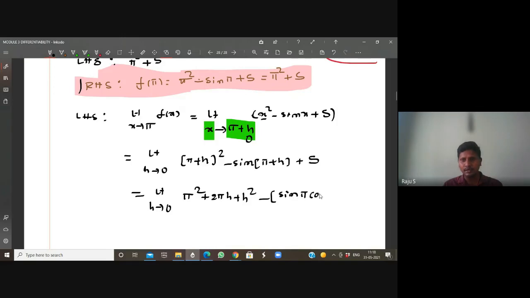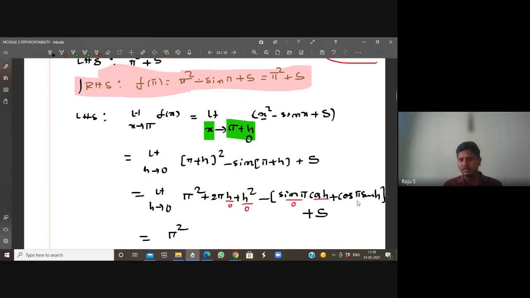Sin a cos b plus cos a sin b, plus 5. Now you have to replace h with 0. What will happen? Pi square. Here it is 0, and everything is 0. Here sin pi is already 0. Here it is 0, 0.